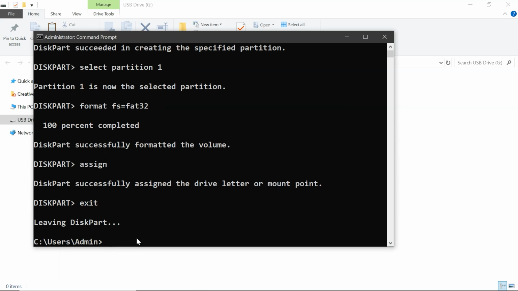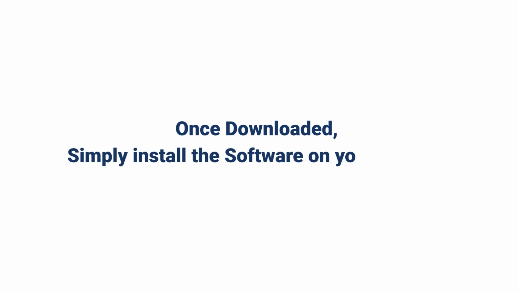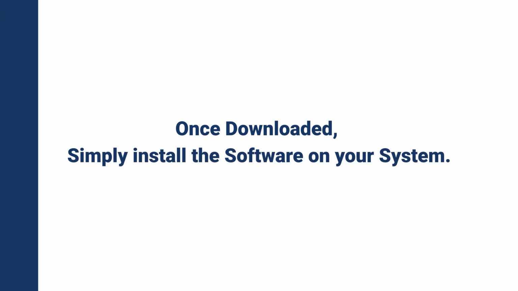While these methods may work, they are often slow, complicated, and may not completely erase your data, allowing it to be recovered with recovery software. Instead, use SysTools Data Wipe software for a faster, easier, and more secure solution. You can find the download link in the description. Once downloaded, simply install the software on your system.